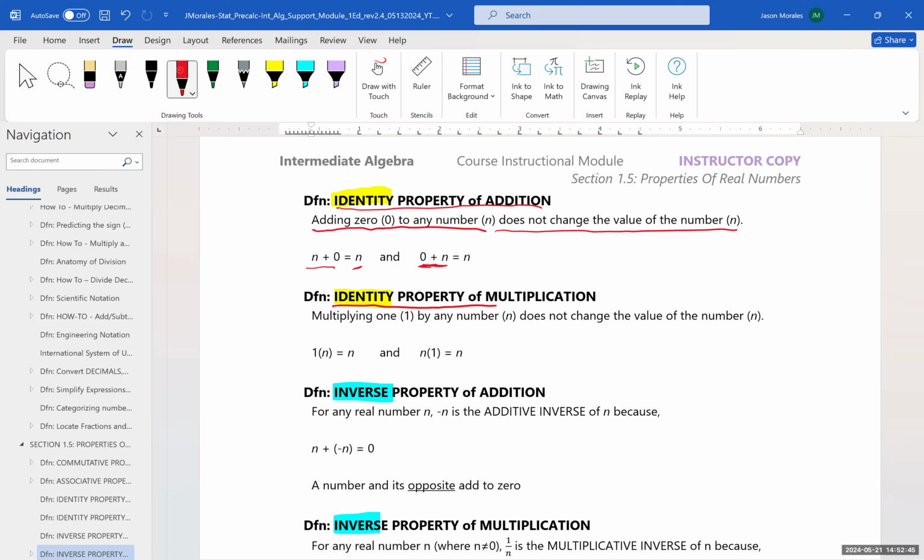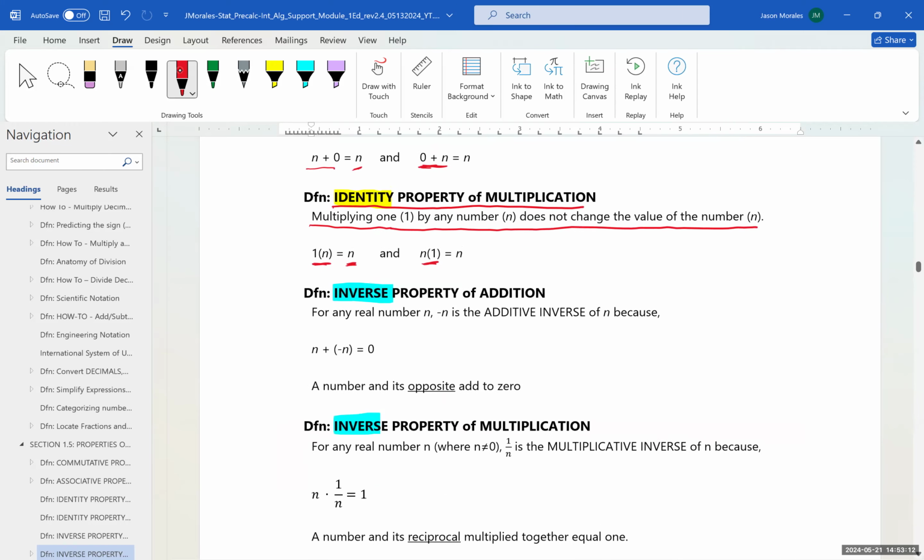The identity property of multiplication says that multiplying 1 by any number does not change the value of the number. And I think you may have heard me mention that a few times here in the past. So 1 times a number doesn't change the value of that original number. And it doesn't matter the order of the multiplication because of the commutative property.